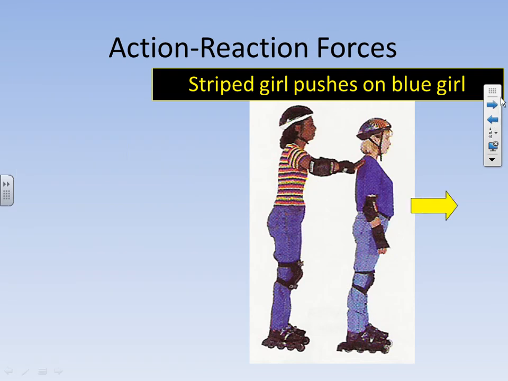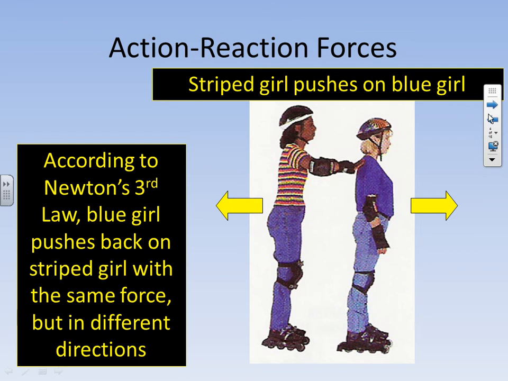So, striped girl pushes on blue girl, but Newton's third law says that if an object exerts a force on a second object, the second object exerts a force back on the first, equal in magnitude, opposite in direction. So, if striped girl pushes on blue girl, blue girl says, stop pushing me, but Suzanne, what does striped girl say? Yeah, right? No, you stop pushing me. Those forces have to come as a pair. Striped girl pushes on blue girl, yes, but blue girl automatically pushes back on the striped girl.